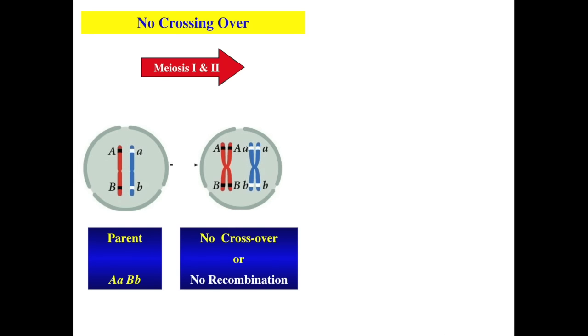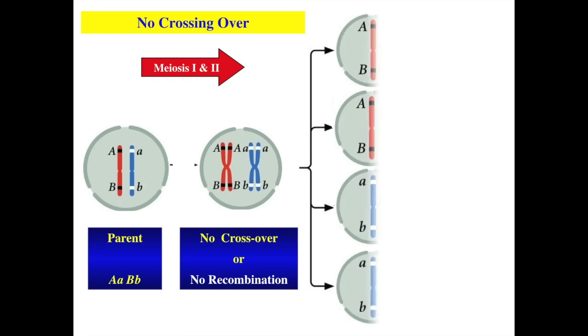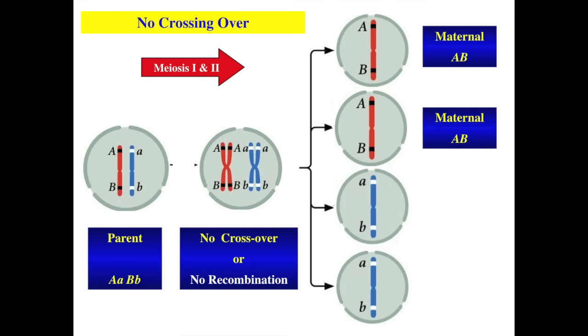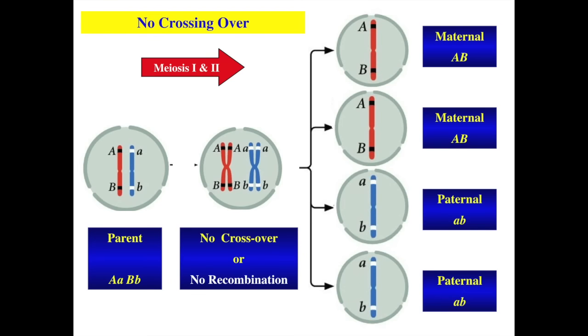During meiosis I and II, let's say there's no crossing over or no recombination occurs at all. These chromosomes are unaffected by the synaptonemal complex. The products you will get are 2 maternal haploid cells and 2 paternal haploid cells. So these closely resemble the genotypes of the parents.